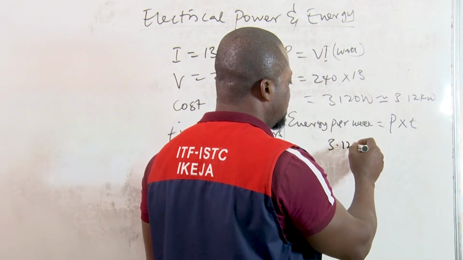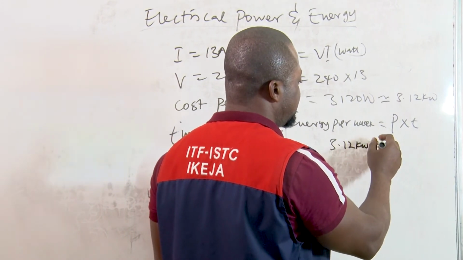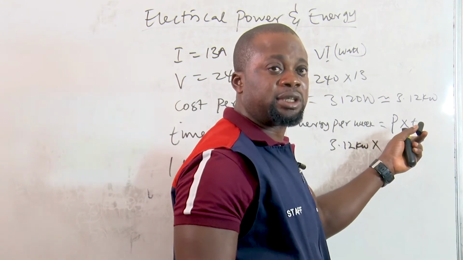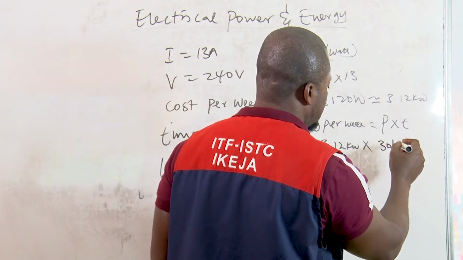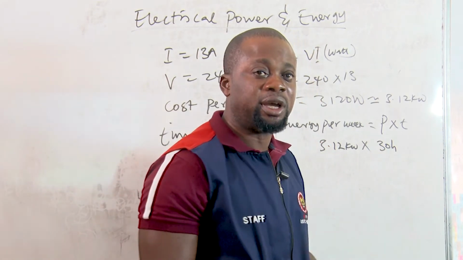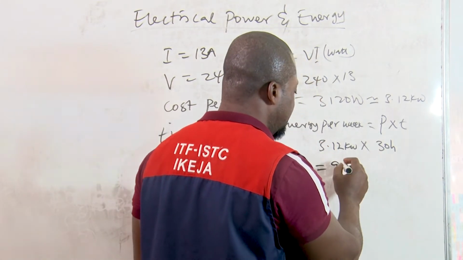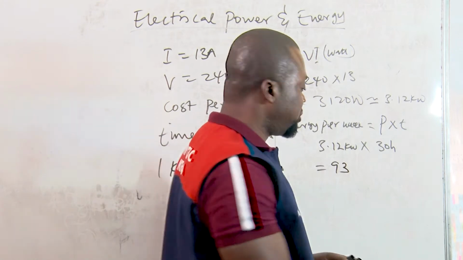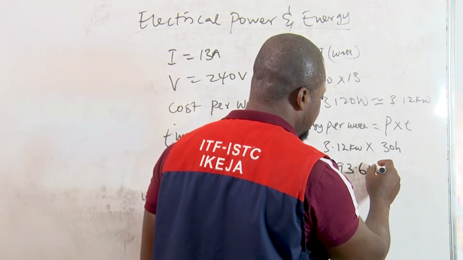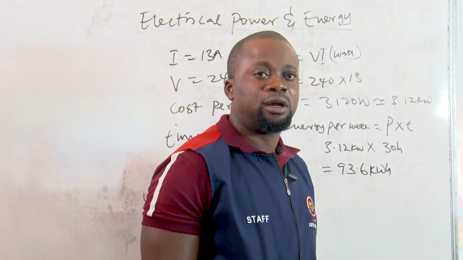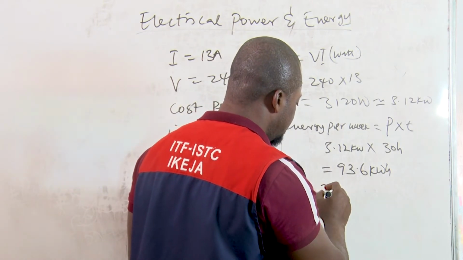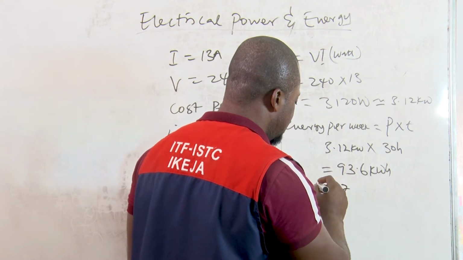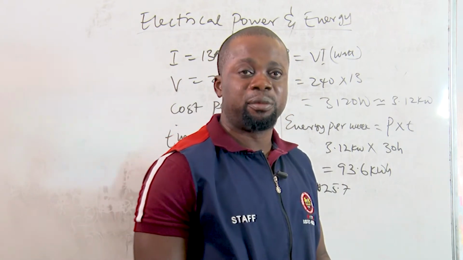And of course, we have P to be 3.12 kilowatt multiplied by the time. The time we say is 30 hours. So therefore, this gives 93.6 kilowatt hour. And of course, the cost has to do with 25.7 naira. 25 naira, 7 kobo per week.